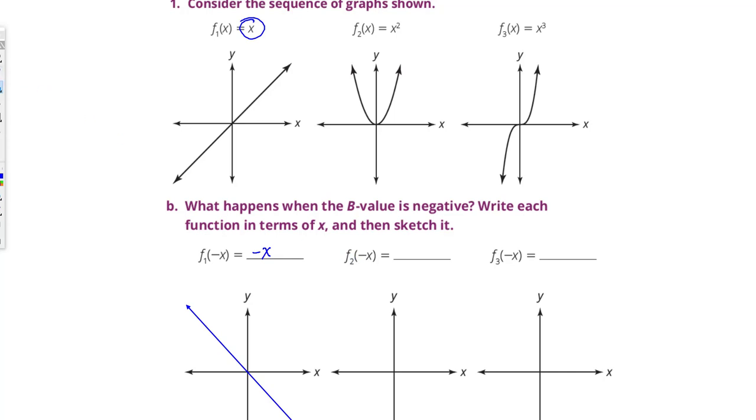If I was going to take a negative x and square it, what would my graph look like? So the normal. It looks normal. If I can draw a normal.